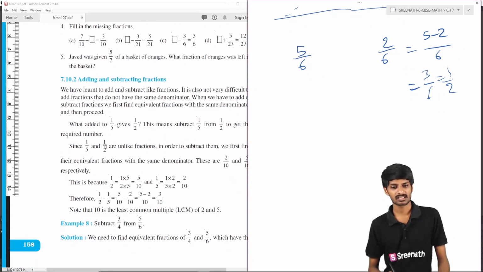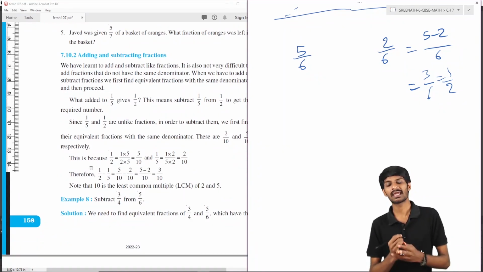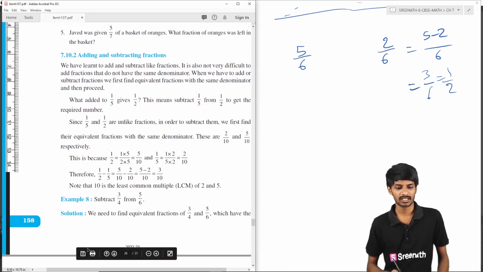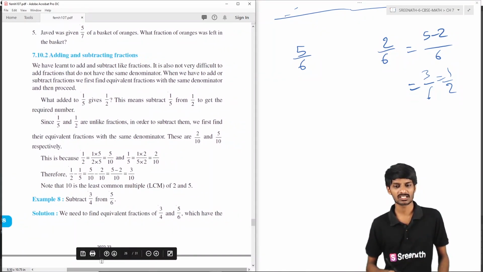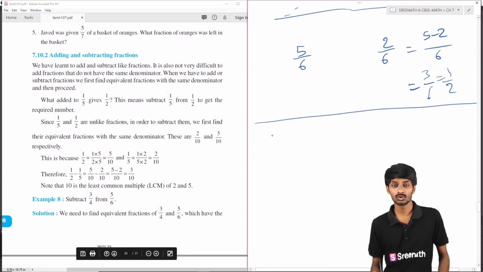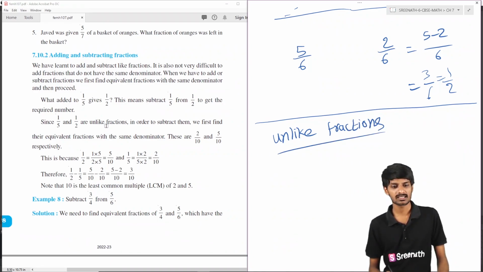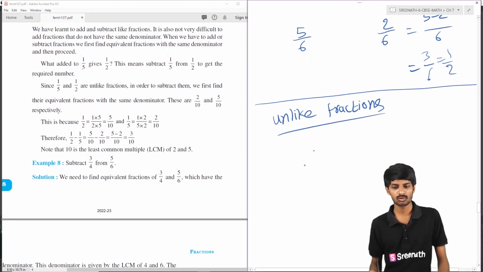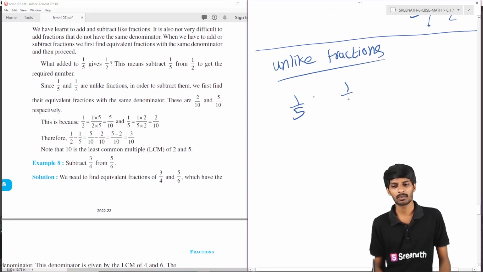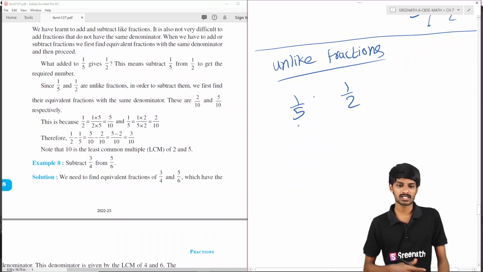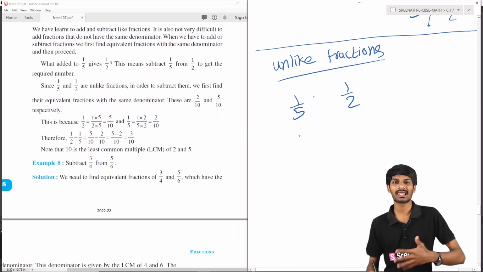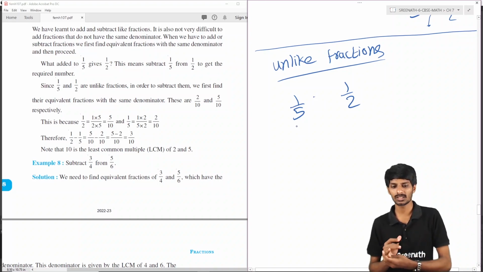Adding and subtracting fractions. Okay, students, if they are like fractions, we can do it simply. Suppose they are not like fractions, how do we do unlike fractions? Sometimes it is difficult. Suppose you have to add 1 by 5 and 1 by 2, how will we do this task, students? For that we have to make them into like fractions. Then only we can do the task.